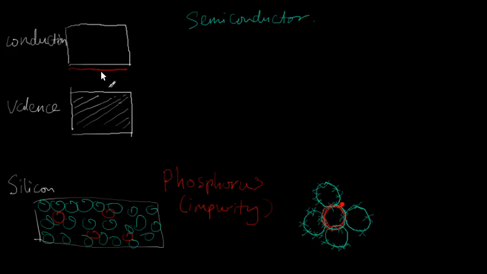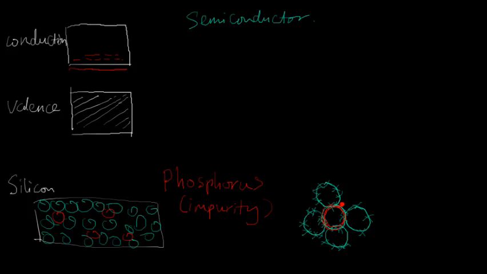But this band is very close to the bottom of the conduction band, and that just means that the thermal energy would have no problem exciting the electrons from there up to there. Okay, so in this way, phosphorus can supply electrons to the conduction band in a piece of silicon, and therefore make the silicon more conducting.